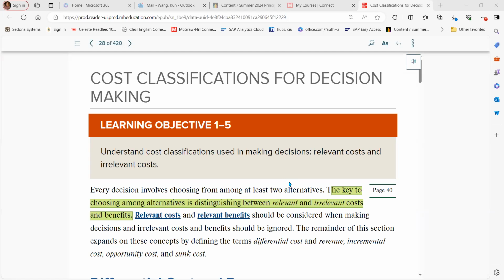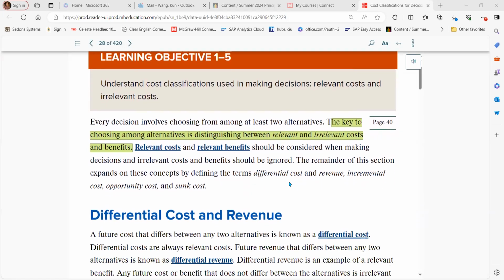These are the cost concepts we use when we analyze a situation and compare different scenarios, especially to help us identify relevant information from irrelevant information when you try to finally make the decisions. So, relevant cost as compared to irrelevant cost.